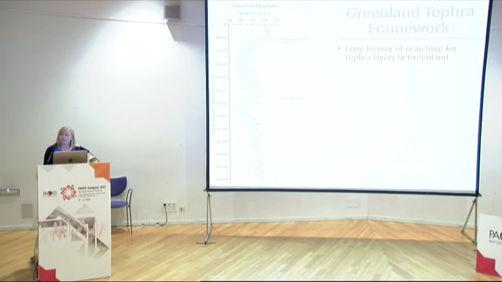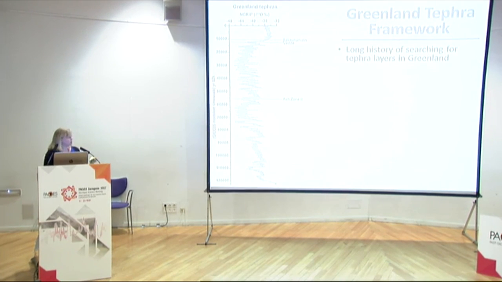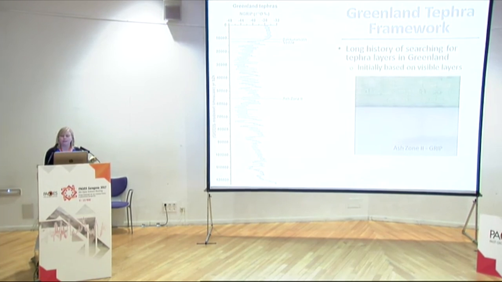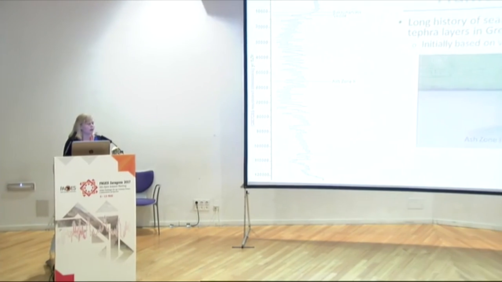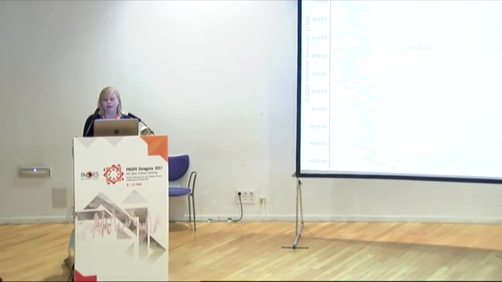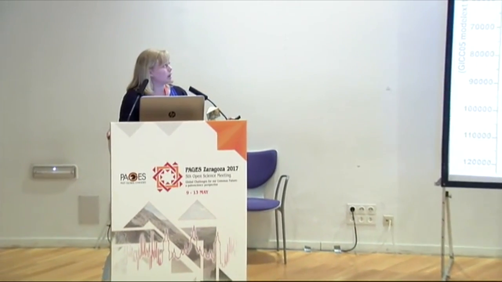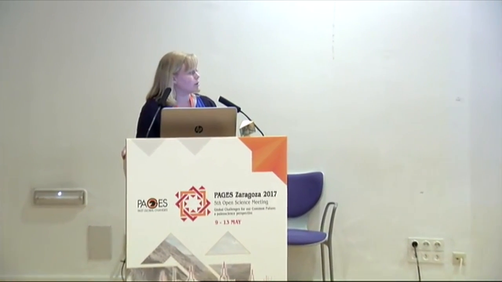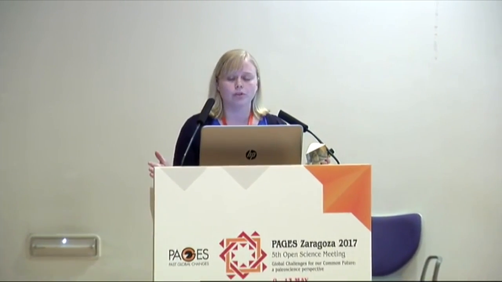So there's been a long history of searching for tephra layers and volcanic ash in Greenland, starting in the 90s, looking mainly for large, well-known eruptions, based on the visual identification of tephra layers in the ice when the ice cores were being split or sampled for other reasons. This led to the identification of 3 very widespread eruptions, all from Iceland, that were present in the North Atlantic and also in Northwest Europe.